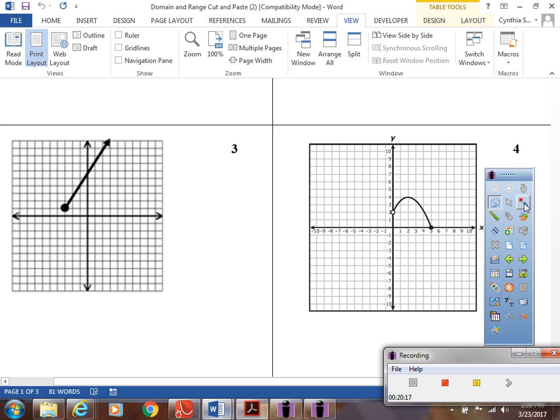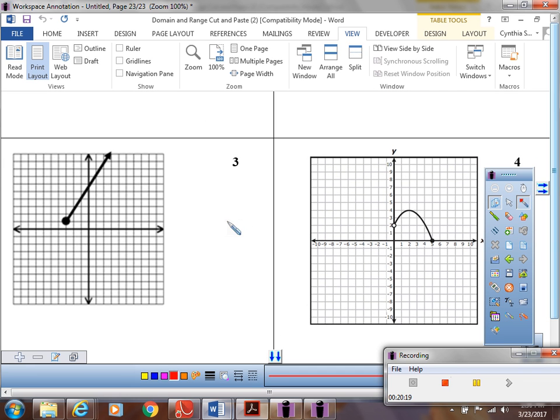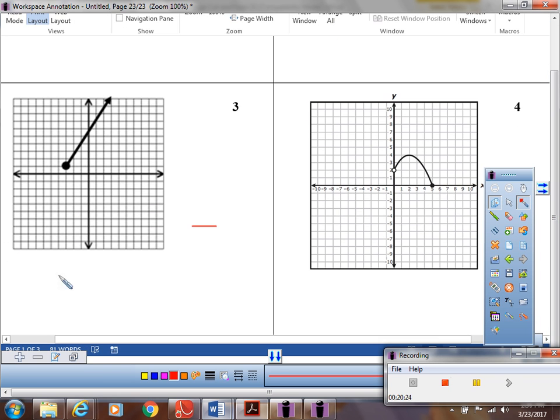Alright, so here's number 3. This one, what we need to do is the same thing though. You're still going to do the same thing. You're going to look from left to right. So when we do domain, it's the x's that we want to look at. So here are your x's right here. How far to the left does this graph go? Well, this is where it is right here. How far to the left is that? -3, right?